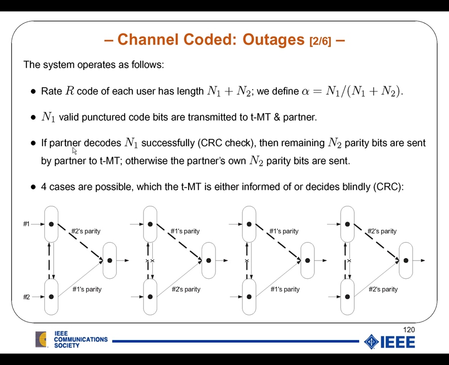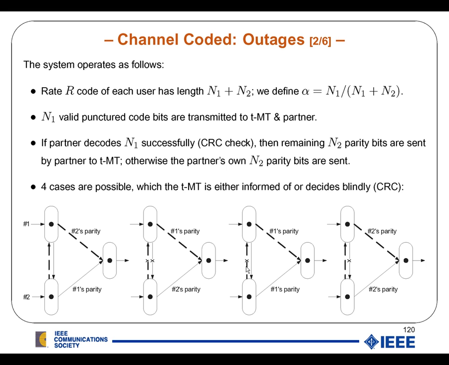So let us now look at these 4 cases here. What can happen is that both of us receive each other's data correctly, meaning that in the first time slot we send our own data, and in the second time slot we send each other's respective parity data. The second case which may happen is that both of us receive it erroneously, meaning in the first slot we send our own data, and in the second slot we send our own parity data.